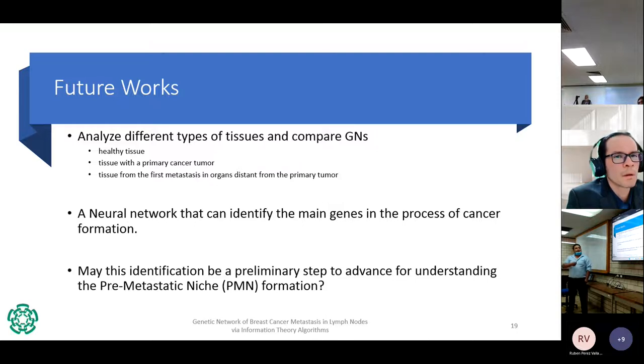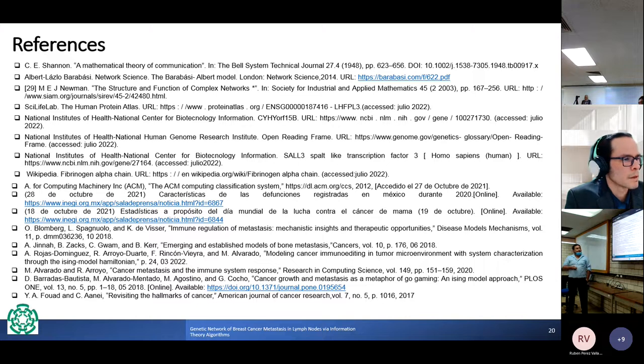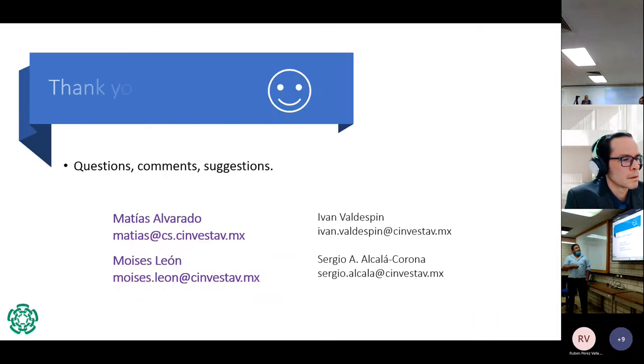So this is the first research work that we are doing for a large investigation to identify this pre-metastatic niche formation. So that's for reference, and thank you very much. I don't know if somebody has questions, comments or suggestions.